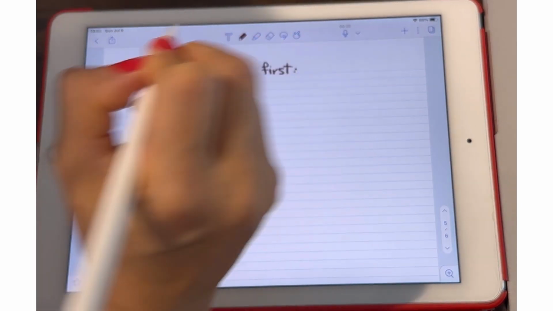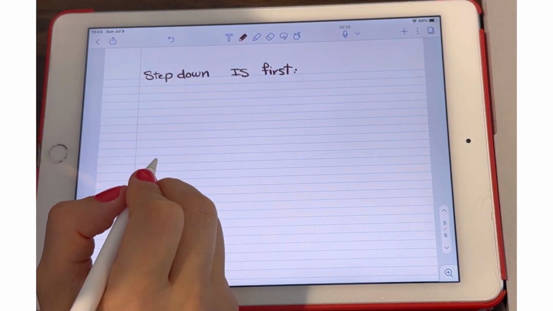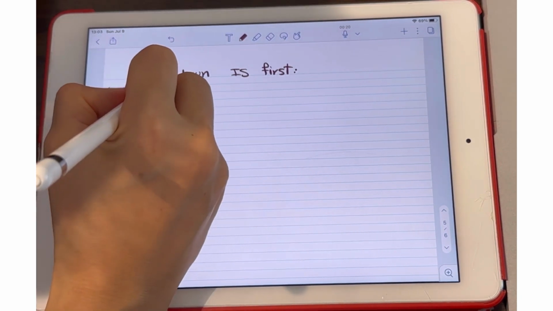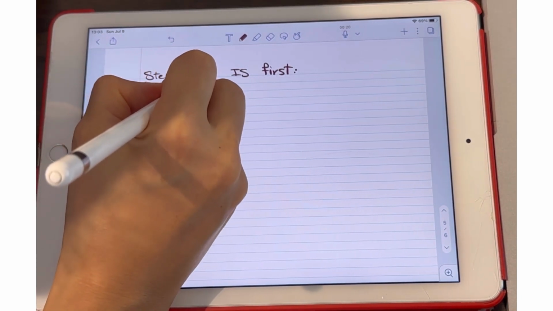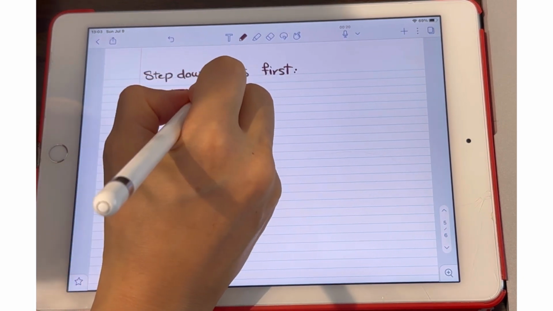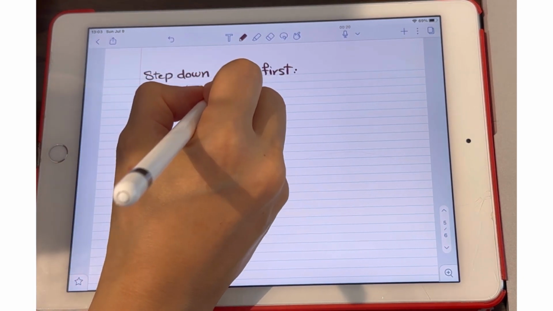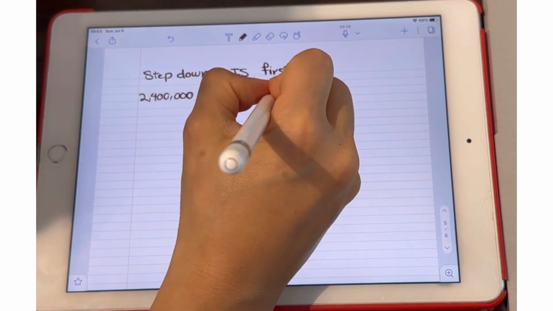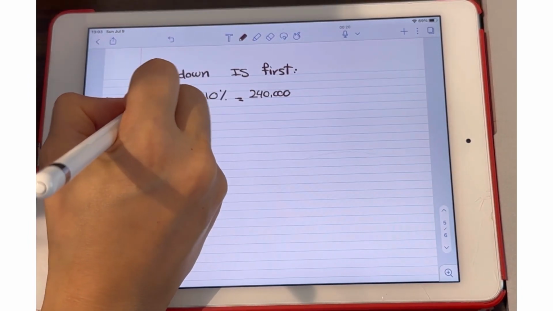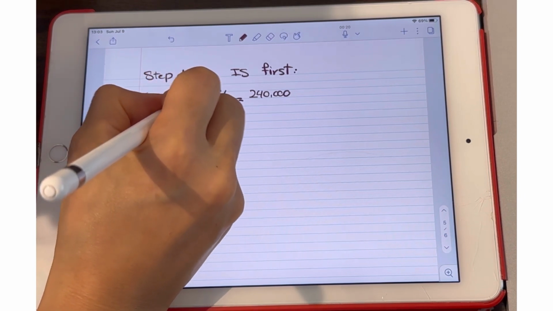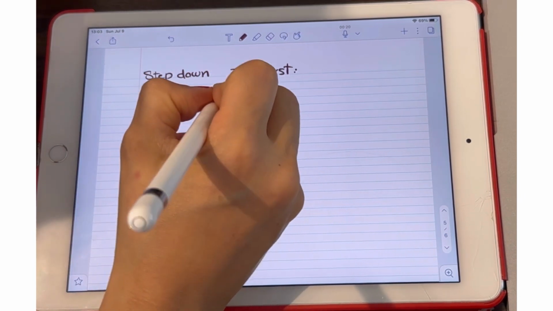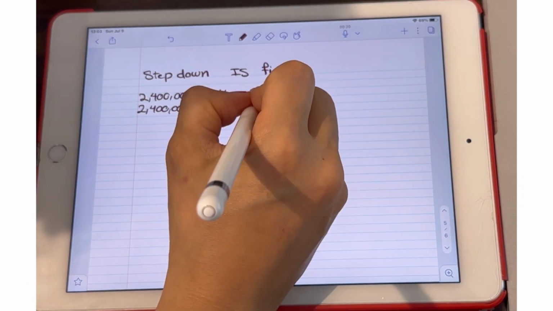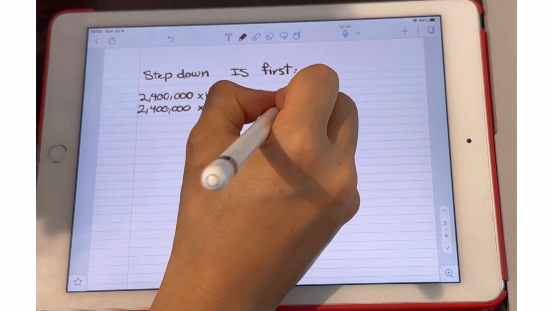So the third one is the step-down method, allocating IS first. It's the opposite of the AS first, the opposite of requirement B. So in this case we should allocate $2,400,000 of IS to AS, government and corporation.